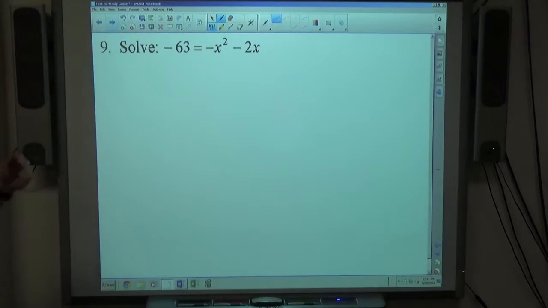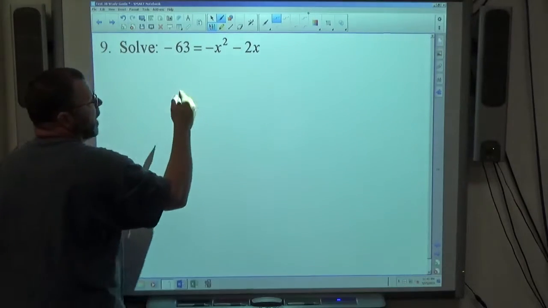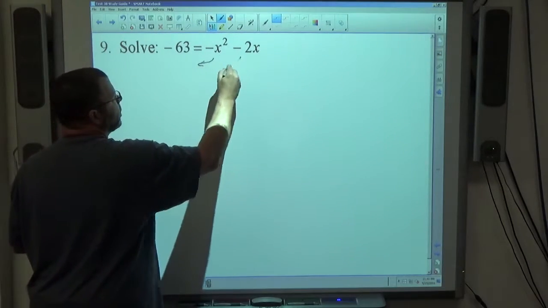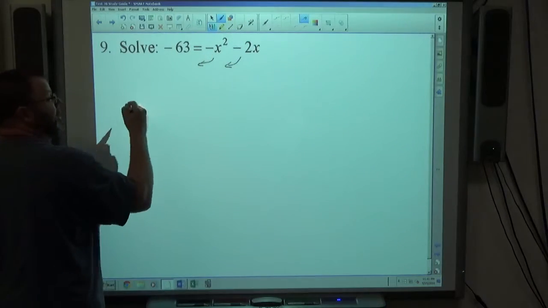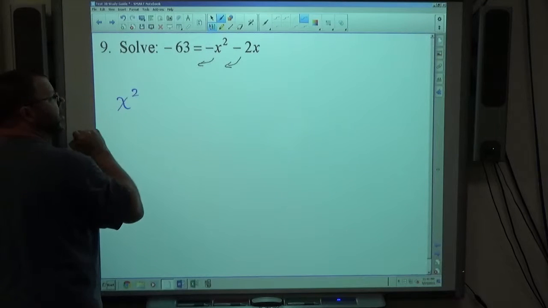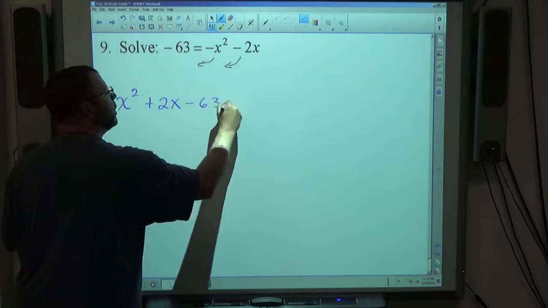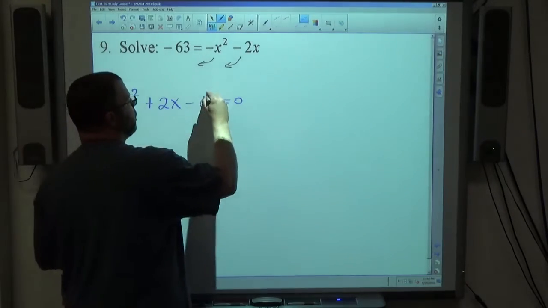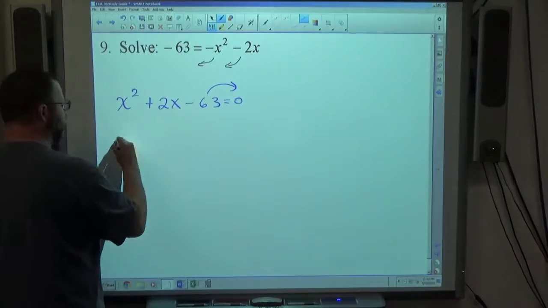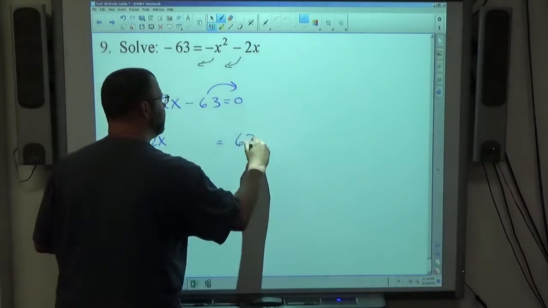Number 9, I'm going to go ahead and do the completing the square on this one, just to show you all three techniques. Again, I'd probably do factoring, to be honest, if this were the test, but just to show you all three techniques. Once again, x squared being negative, I like it positive, so x squared moves to the left, becomes positive x squared. 2x to the left becomes positive 2x. Minus 63 is equal to 0. If we're completing the square, first thing I want to do is move the 63 over there, leaving a gap. So x squared plus 2x gap equals 63.